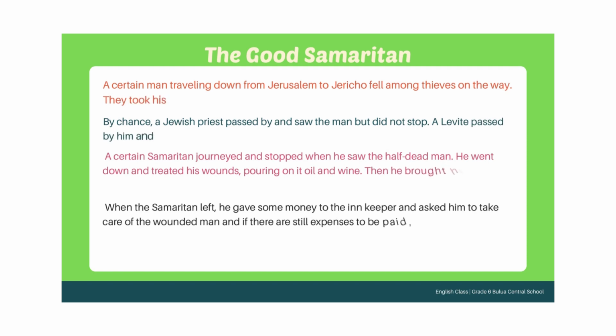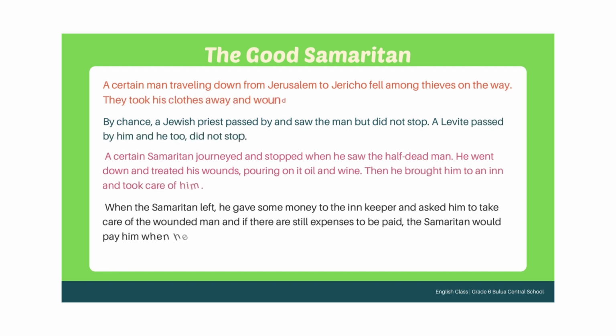A certain man traveling down from Jerusalem to Jericho fell among thieves on the way. They took his clothes away and wounded him, leaving him half dead. By chance, a Jewish priest passed by and saw the man but did not stop. A Levite passed by him and he too did not stop.